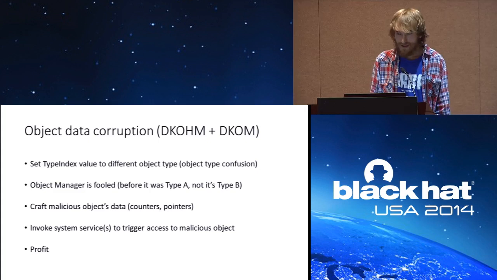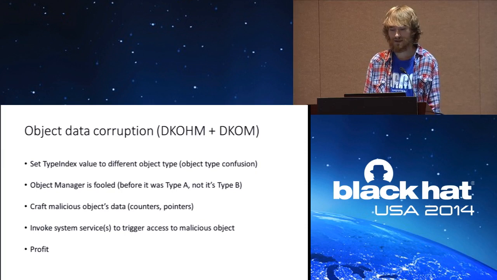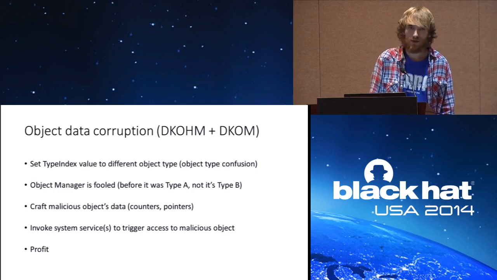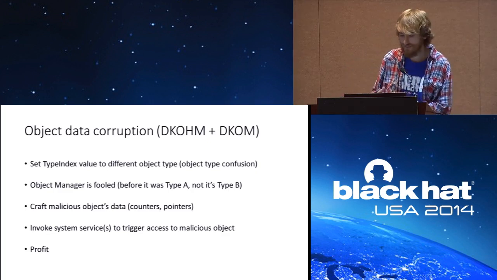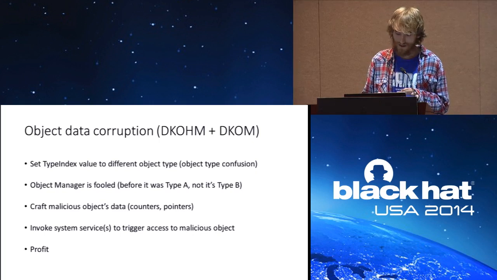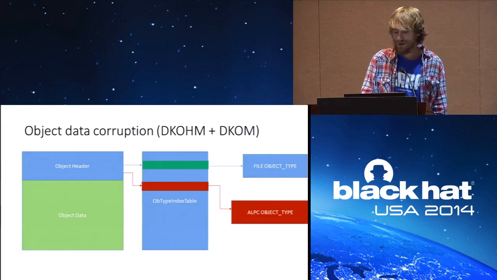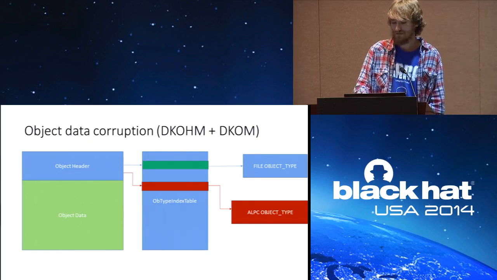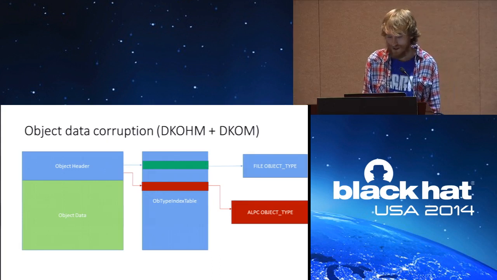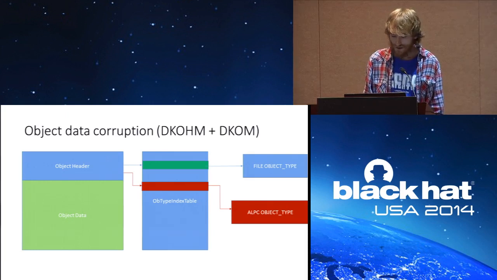So basically we leverage Pool Overflow to cause type confusion. After smashing the type index and making the type confusion, after smashing the object's data, we access this malicious overwritten object, and that gives the attacker a lot of primitives. After overflowing the object header's type index used by the object manager, it looks like a different object. So we can use different system services to access that object.